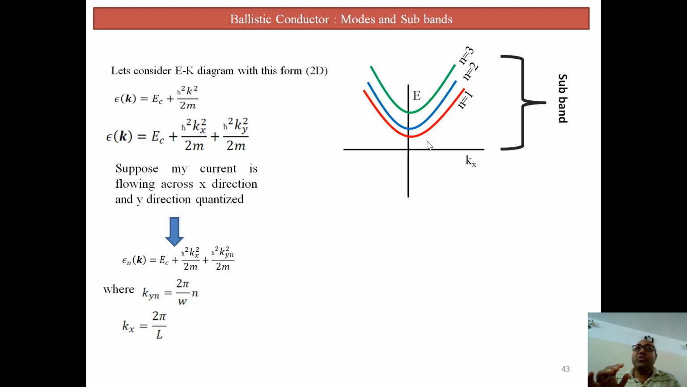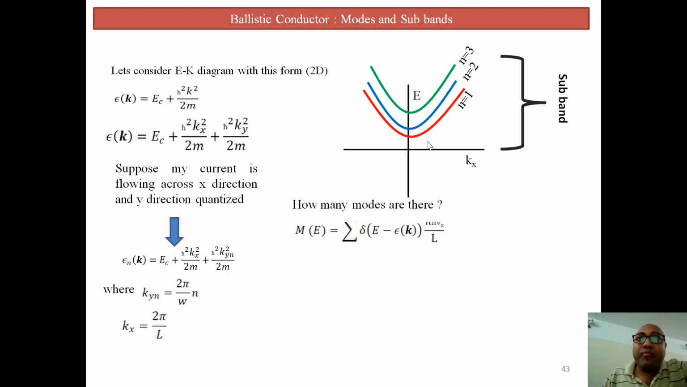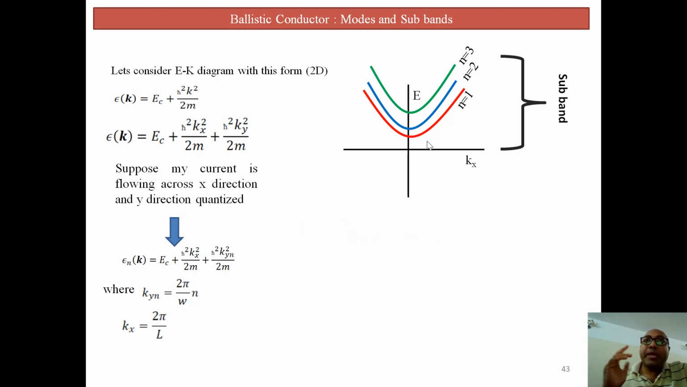So I request you to do some literature surveys. The thing is that if one direction is quantized, we will consider one quantized level and plot the E-k diagram for each level. Now the question is, if somebody asks how many modes there are, I have multiple subbands. Can you calculate how many modes there are? Yes, we can calculate. It's very easy to calculate.